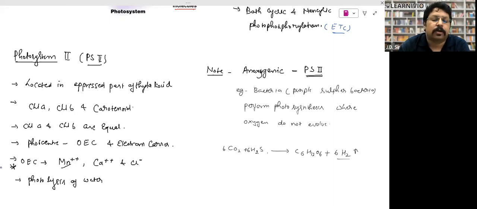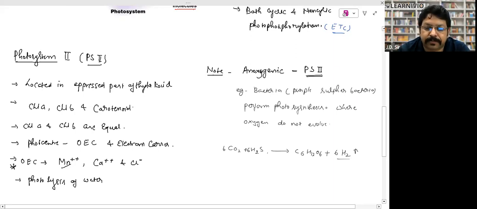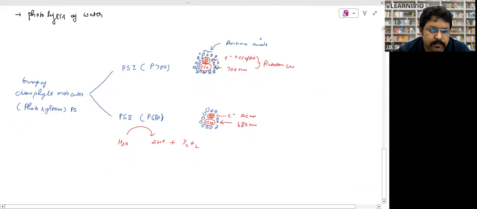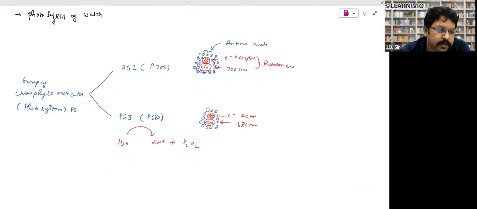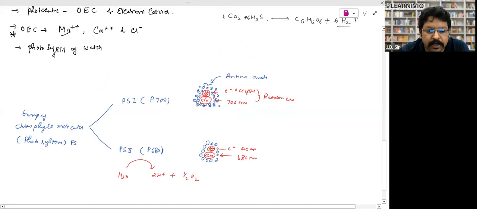Okay. Now come to the next concept. Again here, a photosystem is a group of chlorophyll molecules. PS1 is P700, PS2 is P680. In PS2, photolysis takes place. Now try to understand. In PS1, the chlorophyll A molecule captures the 700 nanometer wavelength. That's why it is called P700.